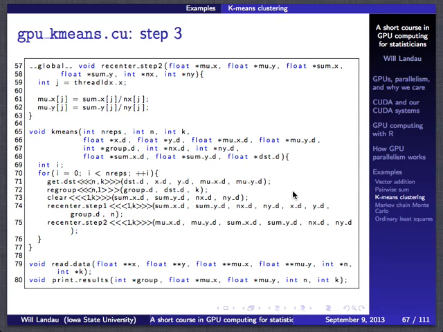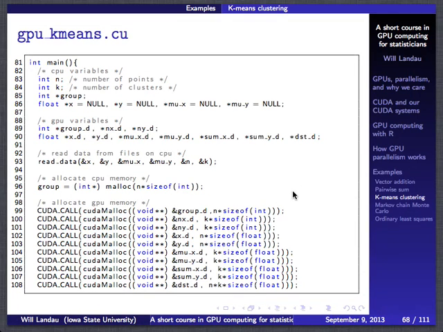I also have functions to read the data and print the results. I'm assuming the data include mu x and mu y, which are the initial values for the cluster centers. And that's the code that I'm going to go over here. Int main just defines everything: n, k, group, x, y, mu x, and mu y. And I have copies of all these variables on the device because I'm going to copy my data to the device and then read everything back.